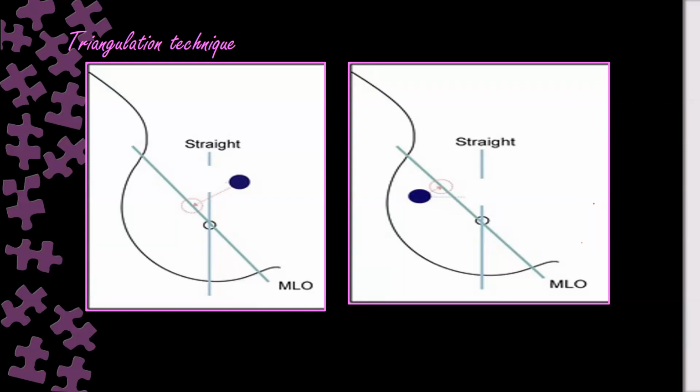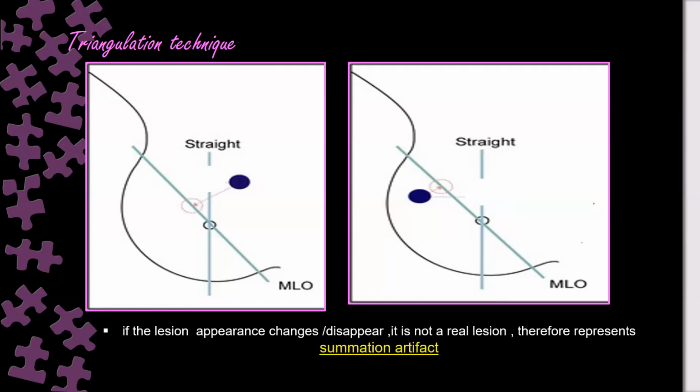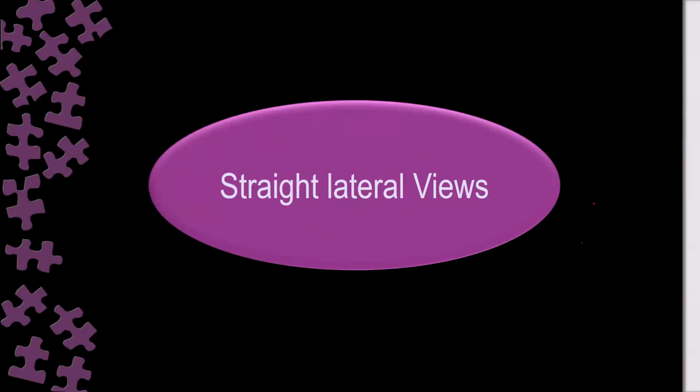If you have a medially located lesion seen on the MLO, but you could not see it on the straight lateral, or a laterally located lesion seen on the MLO but not on the straight lateral, most of the time it will be a summation artifact, a pseudo lesion. That is the straight lateral view and triangulation. Is it clear? Okay.